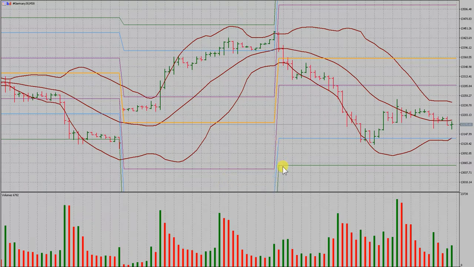Normally the rule is if we're above the daily pivot point, we're looking for buys. If we're below the daily pivot point, we're looking for sells. It's normally that simple. Simple rule number one, daily pivot point. We're above it, we're looking for buys. We're below it, we're looking for sells. Okay. Number two. Trade trending.